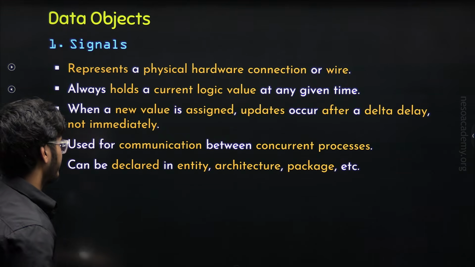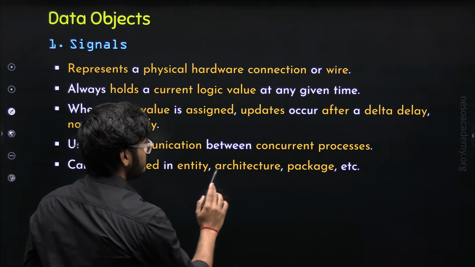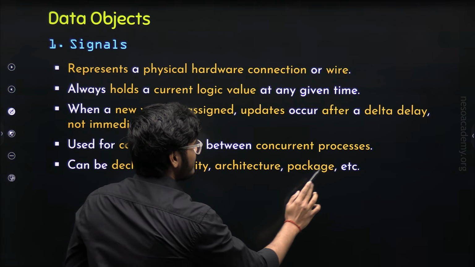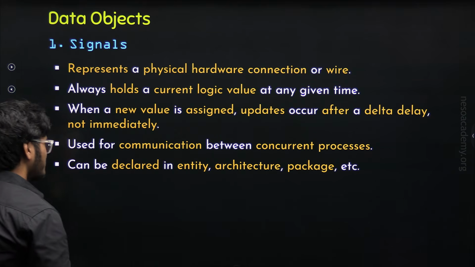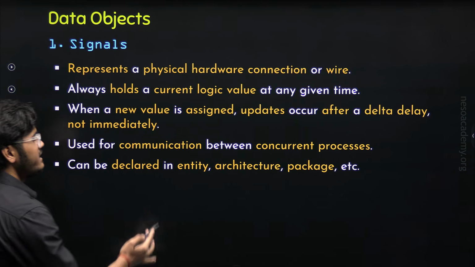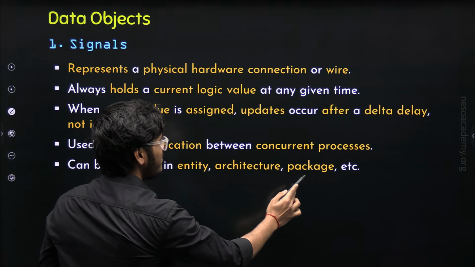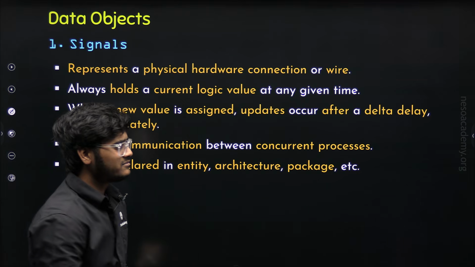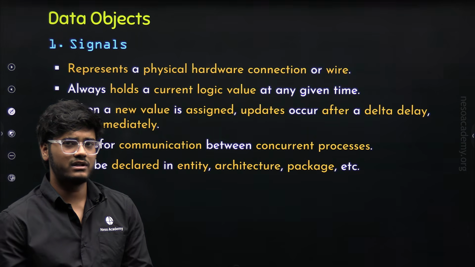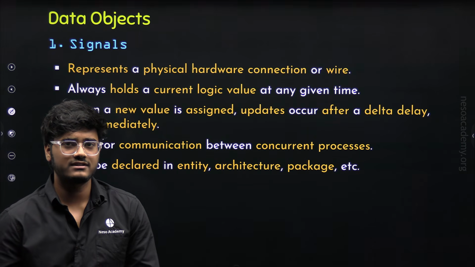Now, where can we declare signals? We can declare signals in entity, architecture, package, etc. So, signals can be declared in entity, architecture, package, etc. Now, let's see a few examples of how to declare signals.